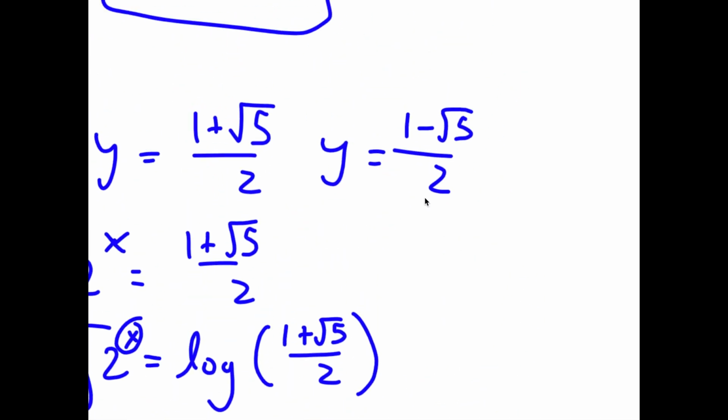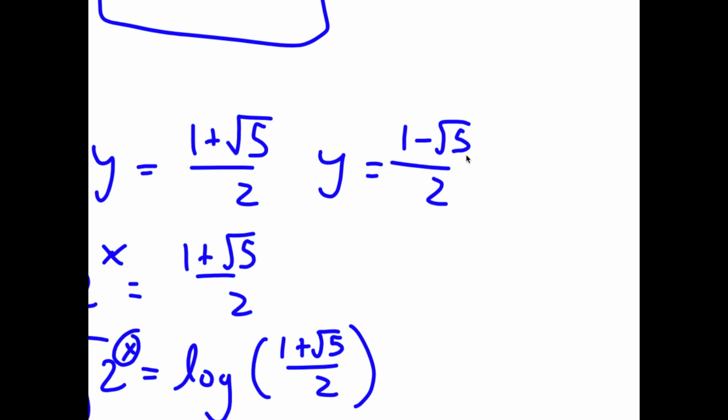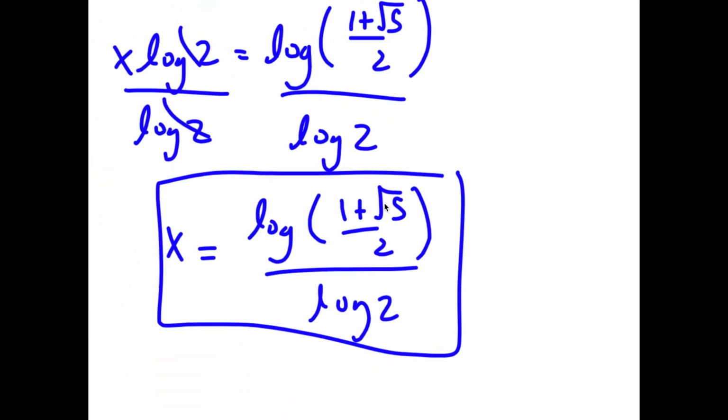Now for y equals 1 minus the square root of 5 over 2, well, 1 minus the square root of 5, that's going to be negative, and you can't take 2 to the power of x and make it a negative number, so this is wrong. So my only solution is right here.